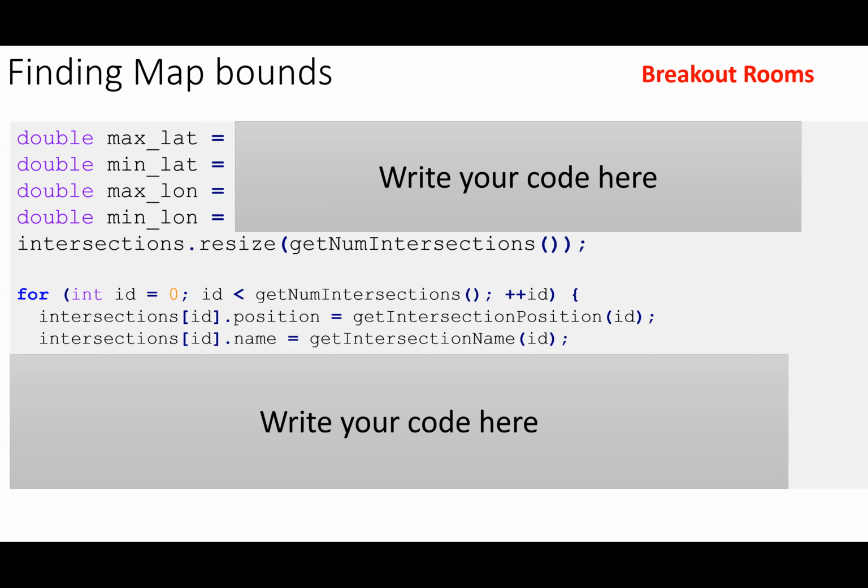So what I'm doing here is I'm going to go through all the intersections. I'm just going to work out the minimum latitude and maximum latitude and so on. And the code's not very hard. So I need to initialize all of these variables to something, and then I need to go through every single intersection, seeing how I update them. So what can I set max lat to? There are a couple different choices that will work. What do you think?